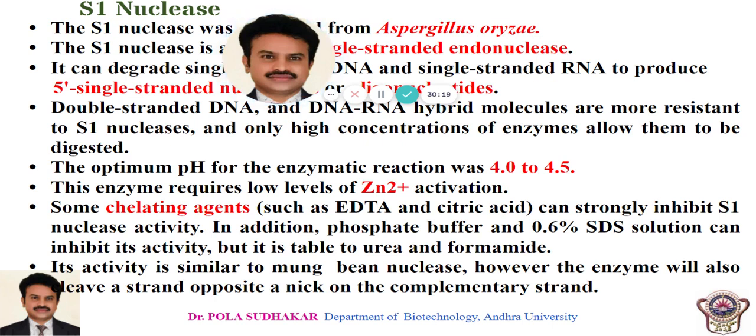And I already told you the optimum pH for the enzyme reaction is 4 to 4.5. This enzyme requires low levels of zinc 2 plus activation. Some chelating agents such as EDTA and citric acid can strongly inhibit S1 nuclease activity. In addition, phosphate buffers and 0.6% SDS solution can inhibit its activity, but it is stable to urea and formamide.